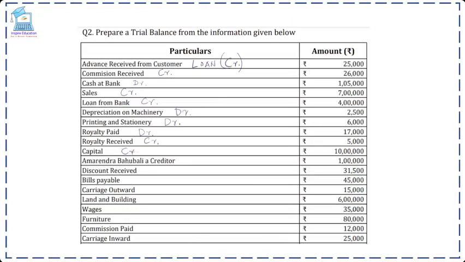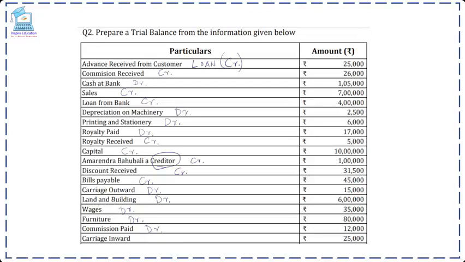Capital is naturally credit. Amarendra Bahubali, a creditor. So balance will be on the credit side. Discount received, it is credit. Bills payable, so it is liability, credit. Carriage outward. Outward means you have paid the carriage to send your goods to your customer's house. So this is your expenses, and expenses are debit. Land and building, it is asset, debit. Wages, expenses, debit. Furniture, asset, debit. Commission paid, so it is our expenses, debit.